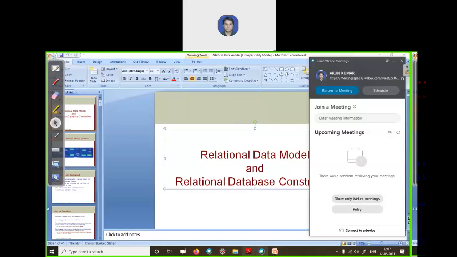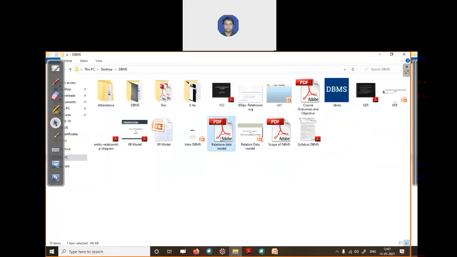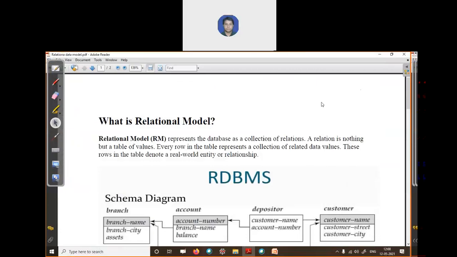Okay, so let's revisit what we have discussed till this point about the relational data model. I created one summarized document. In this way I summarize what we have seen till this point. First, the relational data model was introduced in 1970 by Ted Codd at IBM Research, IBM Lab.